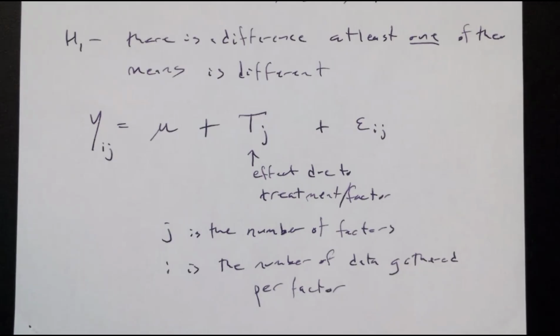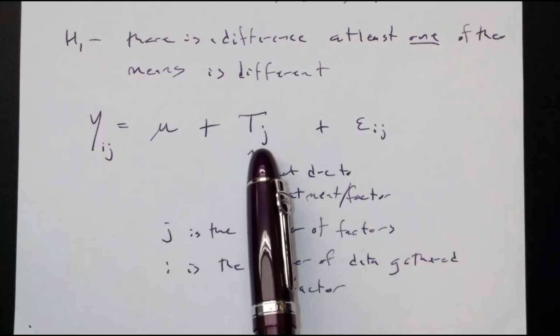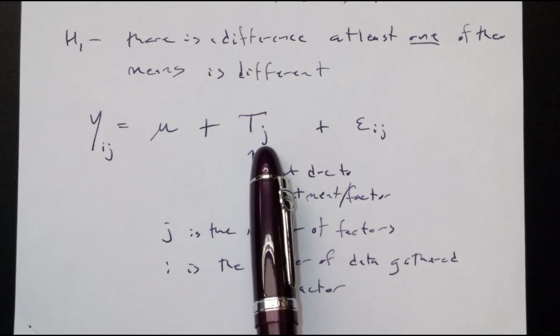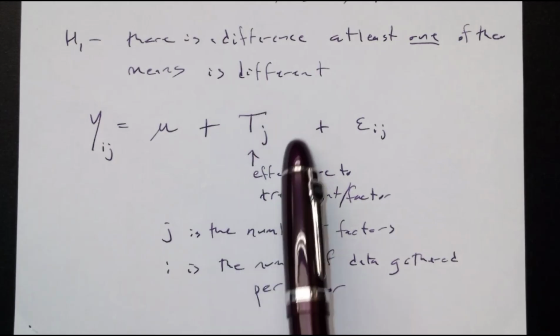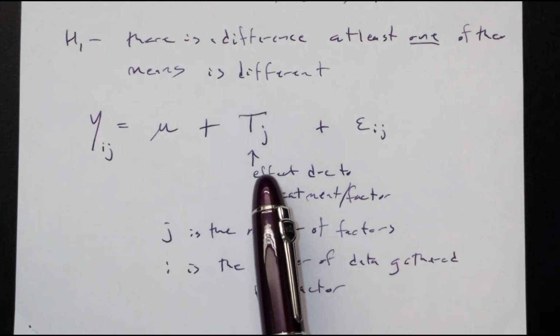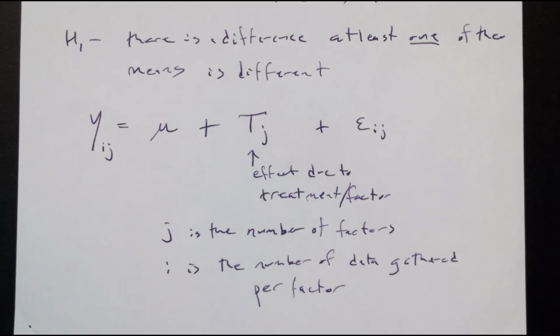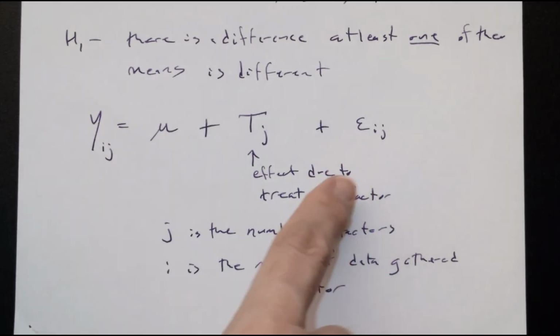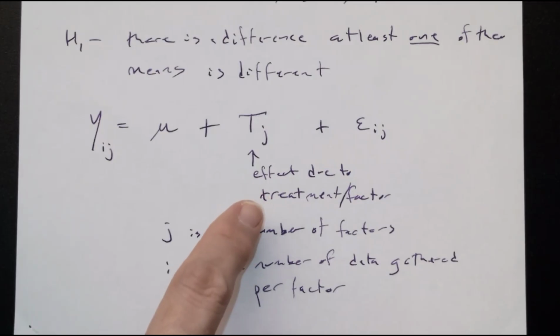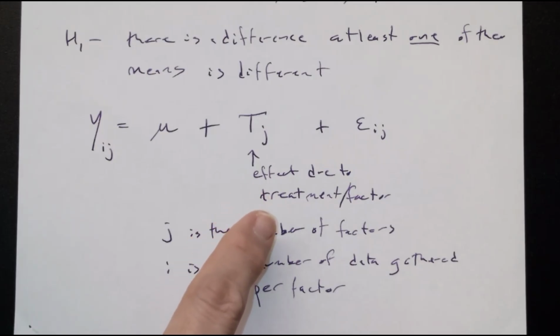If my null hypothesis is correct, then these are all 0, because that's what it means for the factor to not matter. The effects are all due to random error as opposed to something related to which factory I'm working on.